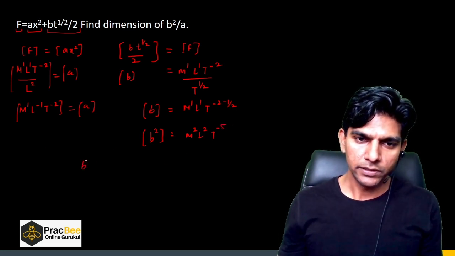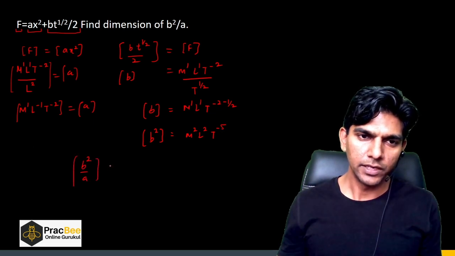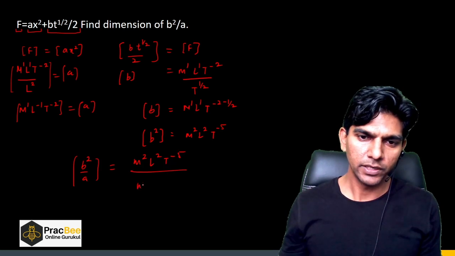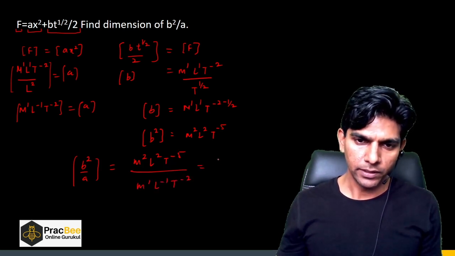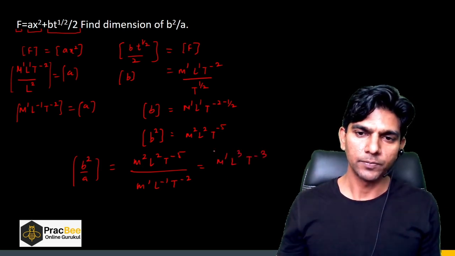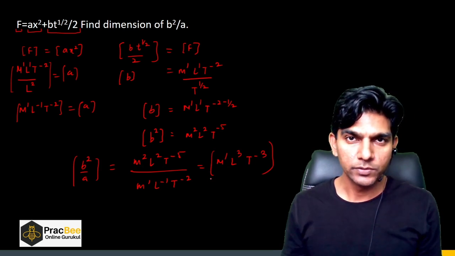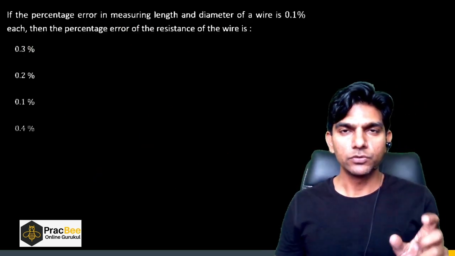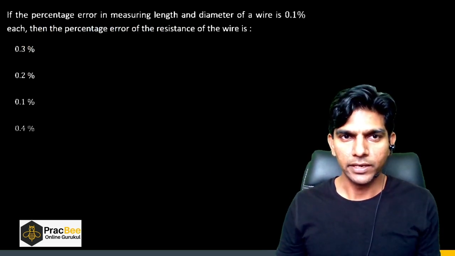And if I divide this b square by a, its dimension will be m square, l square, t raised to power minus 5 divided by m raised to power 1, l raised to power minus 1, t raised to power minus 2. And this will be m raised to power 1, l raised to power 3, t raised to power minus 3. So that should be the answer of this question. Standard question.